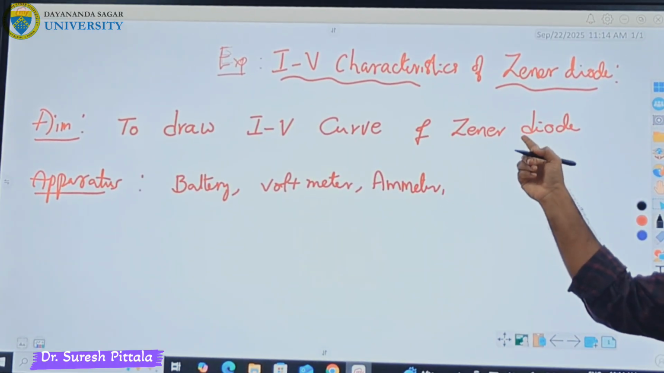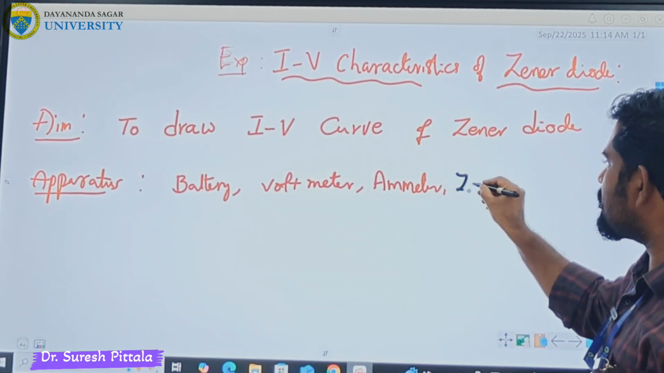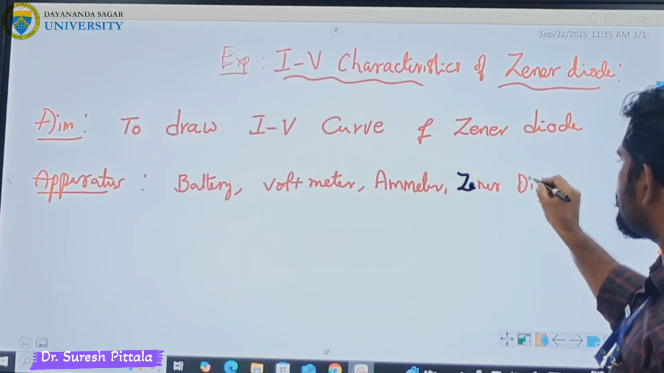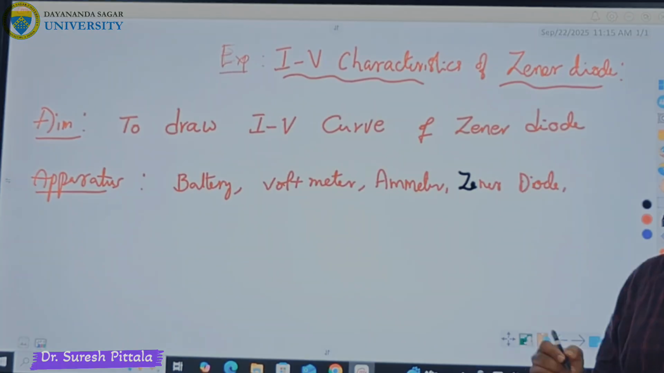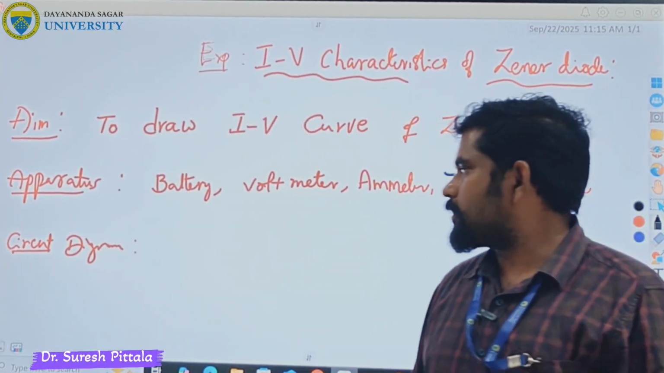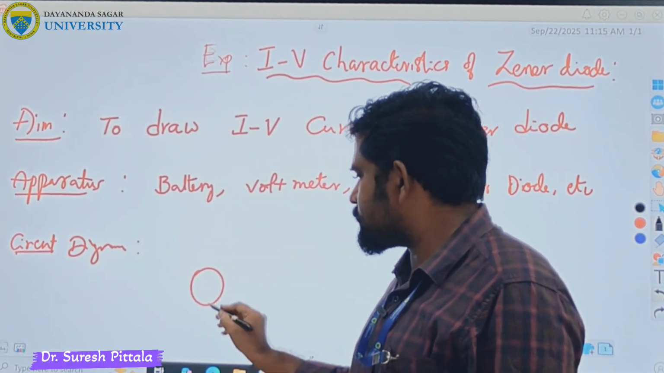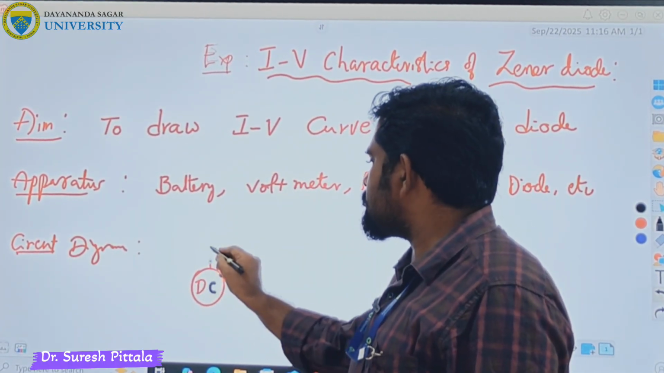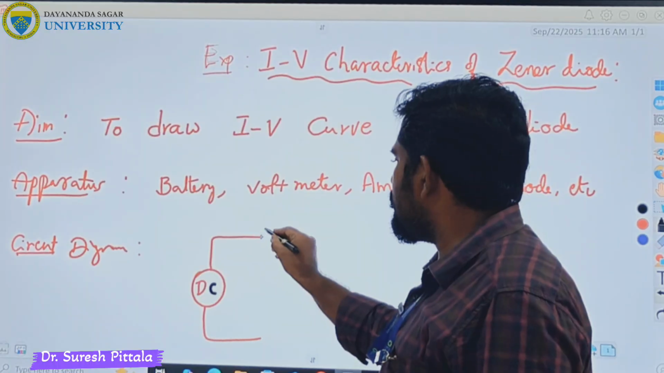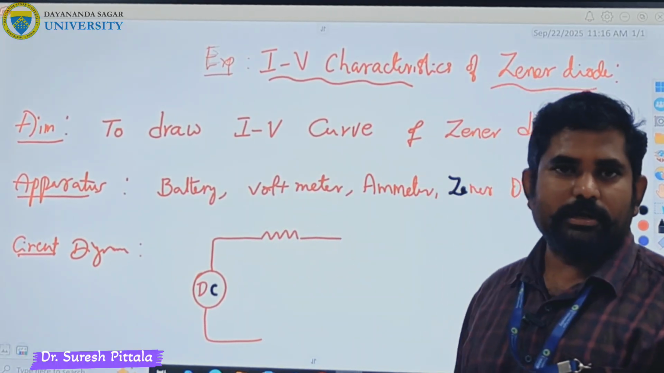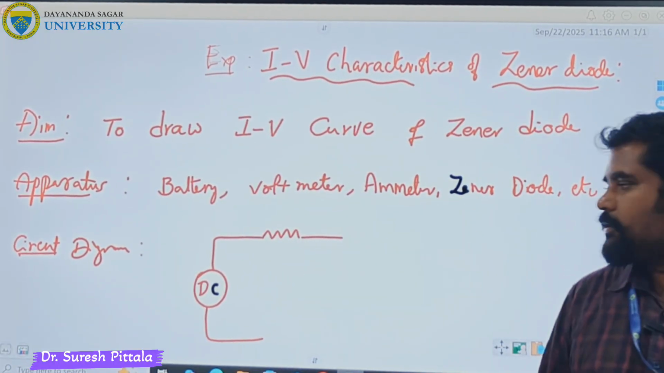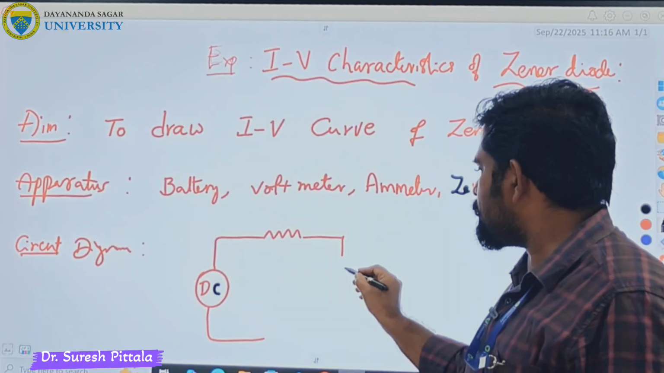Then our main hero is the Zener diode. That should be there. Then other components. So what are the other? You should know how to connect. So I will be having the battery or DC source here. From the DC source, I have to connect through a resistor. Obviously, it will safeguard my Zener diode. Through a resistor, I am connecting to the Zener diode.